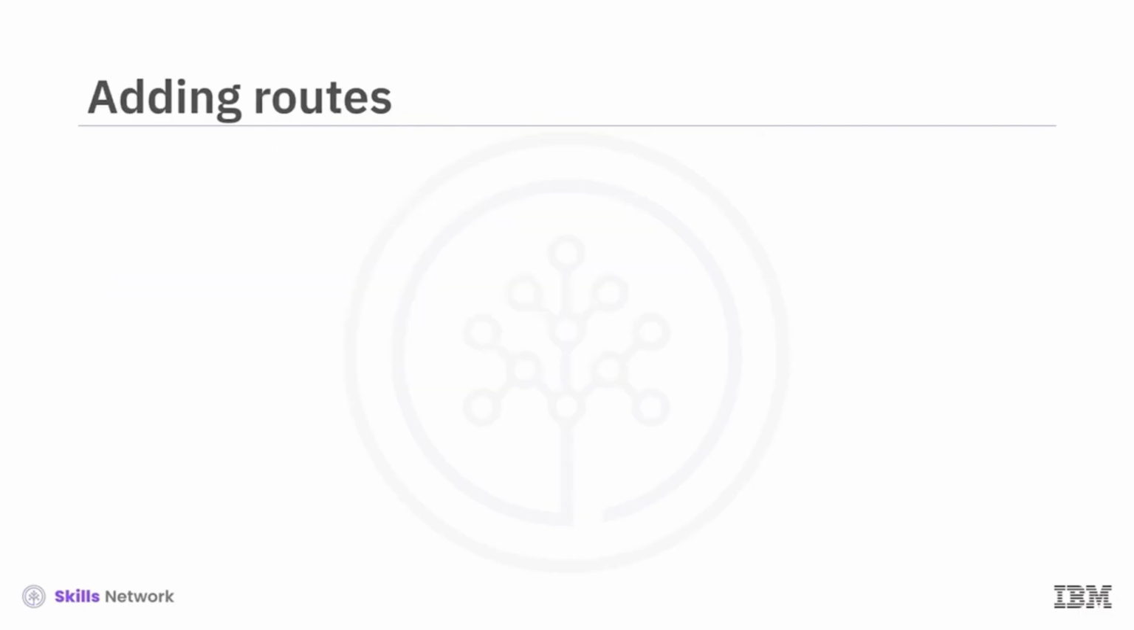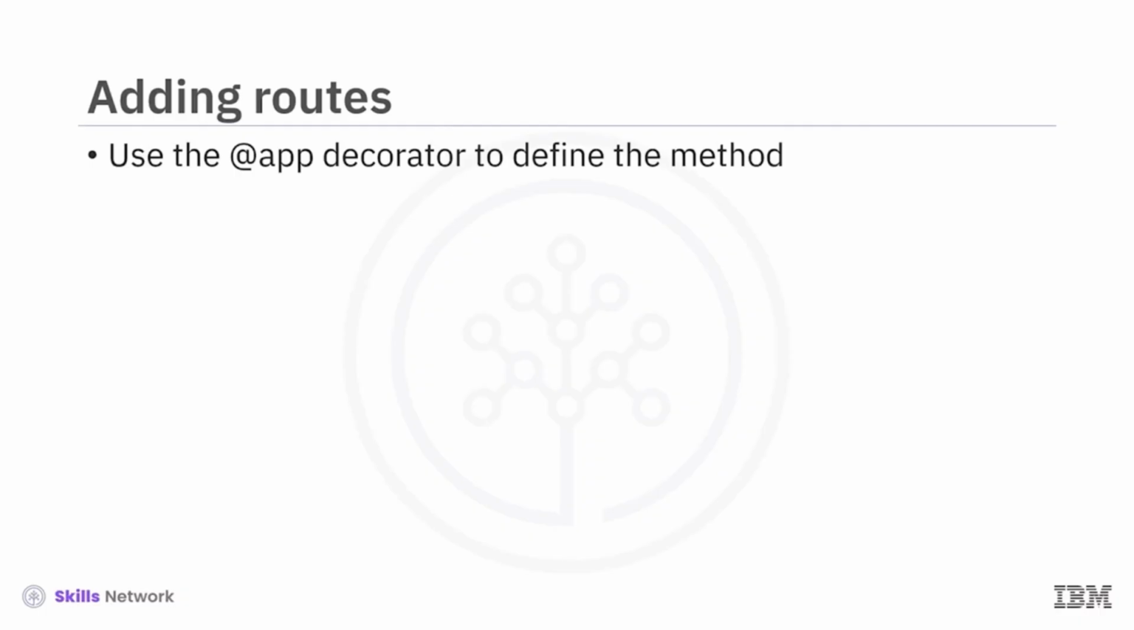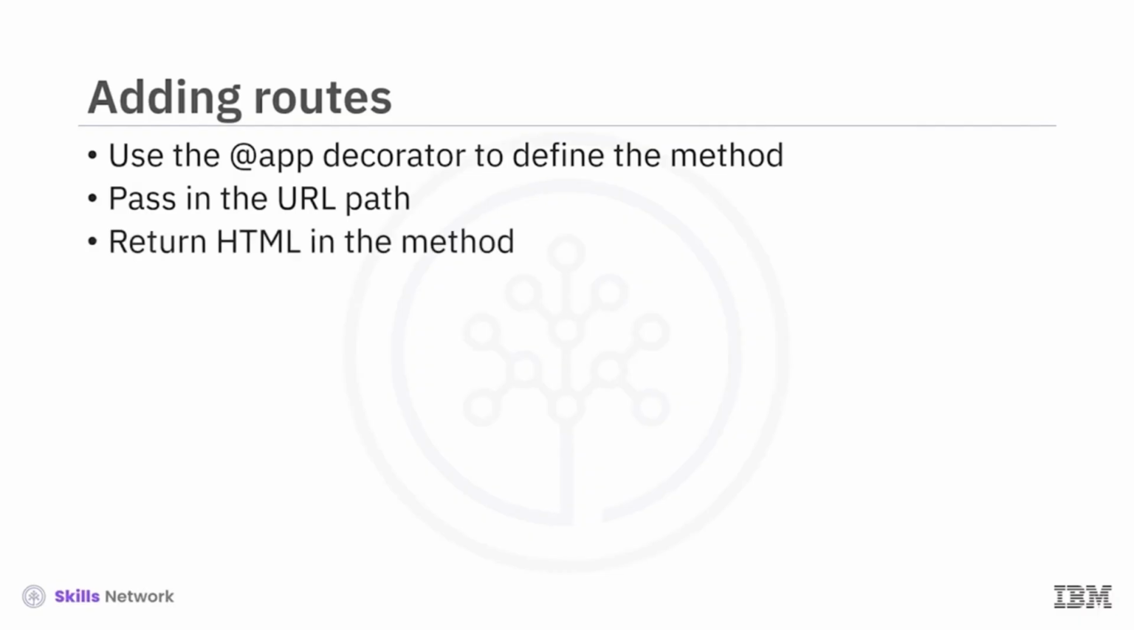Okay. Now that you have defined your server, let's add the first route. You want to return a message to the client when you call your server without adding a path. So you need to use the @app decorator to define a route. And the decorator takes the path as an argument. Finally, you can return text or HTML from the method.